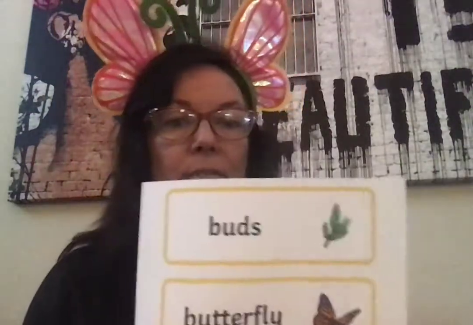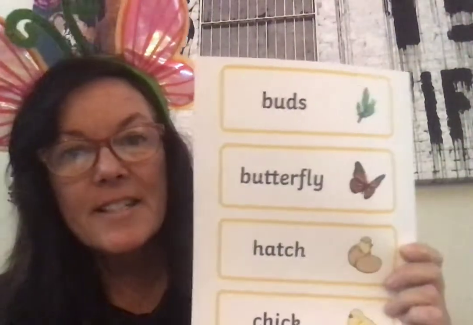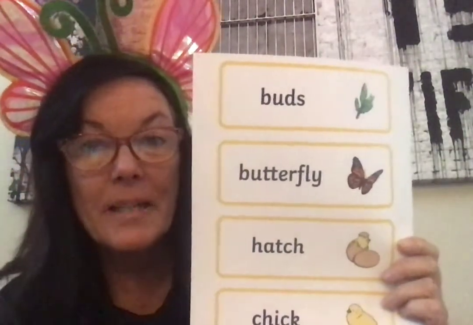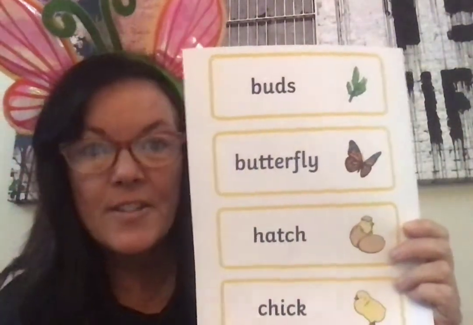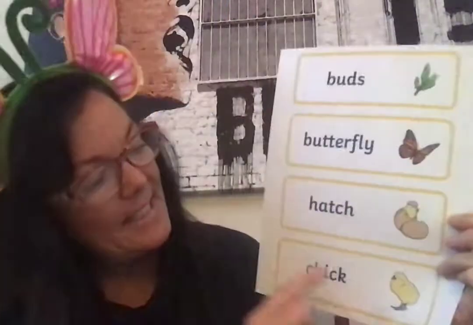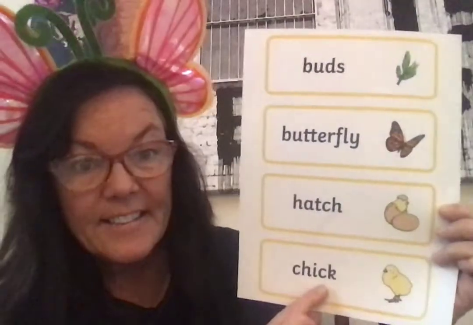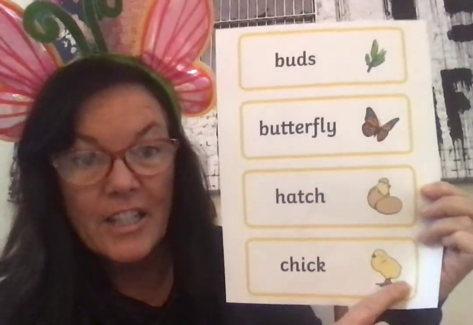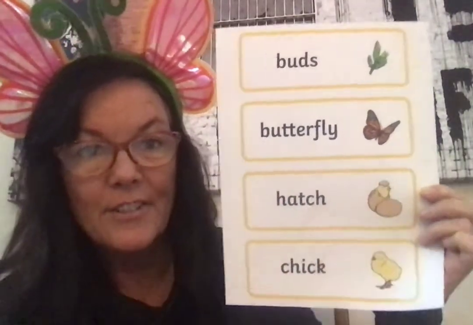This is a picture of a bud, okay? It's when the leaf starts to open up again and the plant starts to grow and the tree starts to grow. We'll start to see a lot of butterflies. And this is a chicken, baby chicken called a chick, and they hatch from an egg.